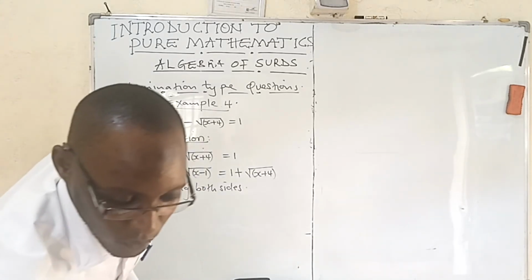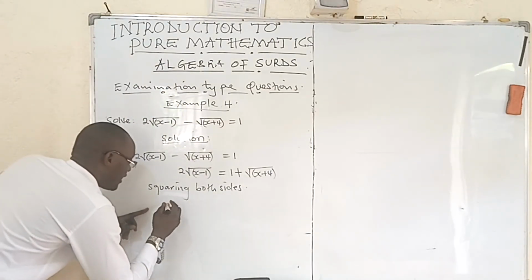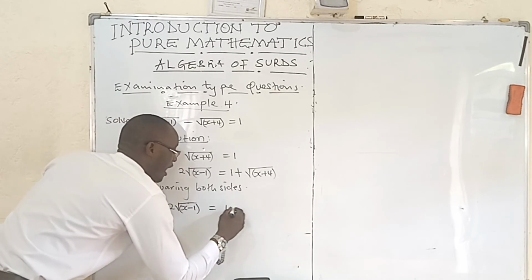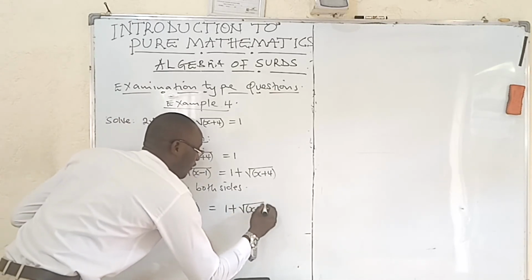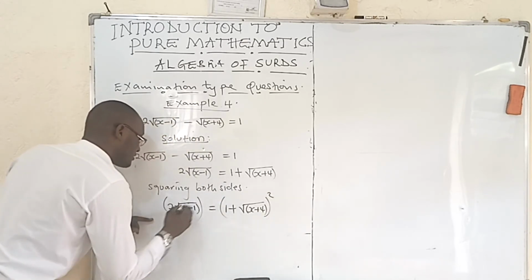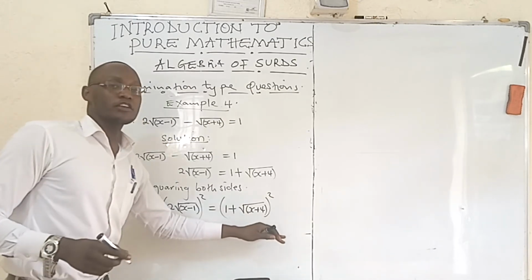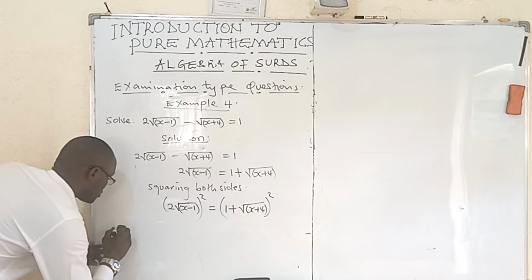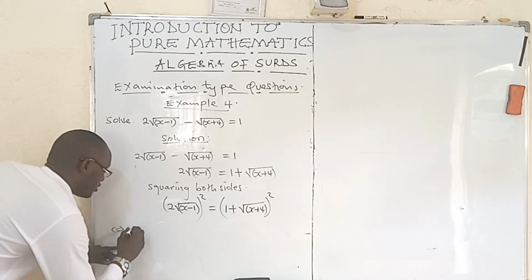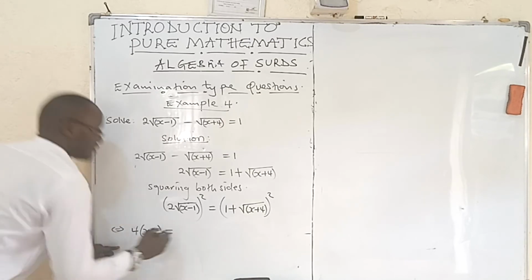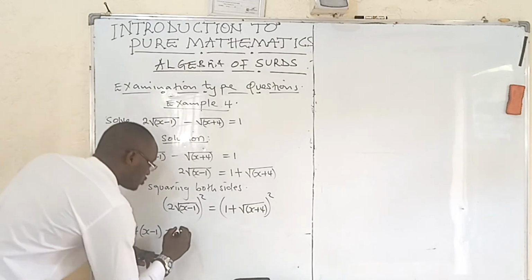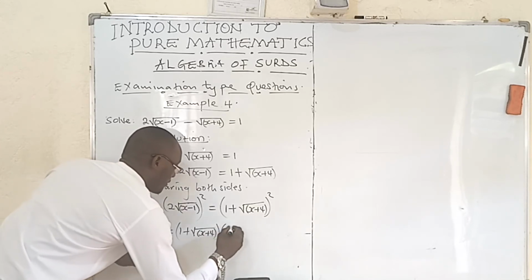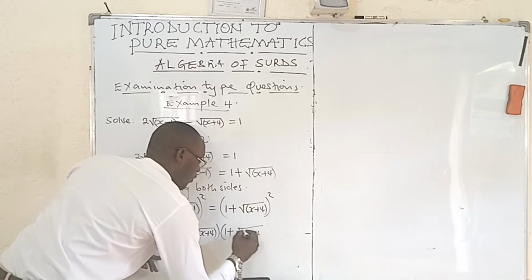Where is my marker? Oh, these markers have started disturbing me, getting finished. Okay, so we are having a 2 root of x minus 1 is equal to 1 plus the root of x plus 4. So square this side. What you introduce on the left-hand side, you should also introduce on the right-hand side. Very interesting. So in this kind of arrangement, our expression now becomes, if we square this, 4 into x minus 1, which is equal to 1 plus the root of x plus 4, then into 1 plus the root of x plus 4.